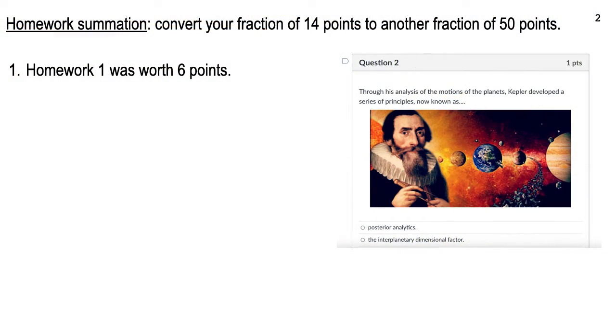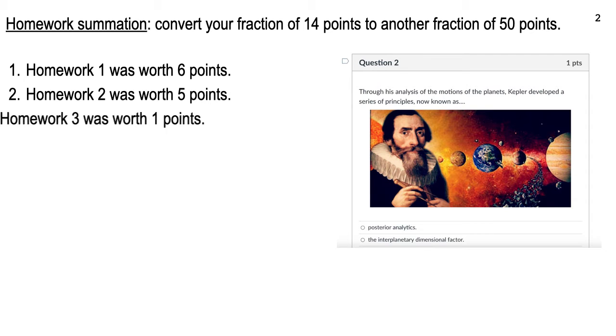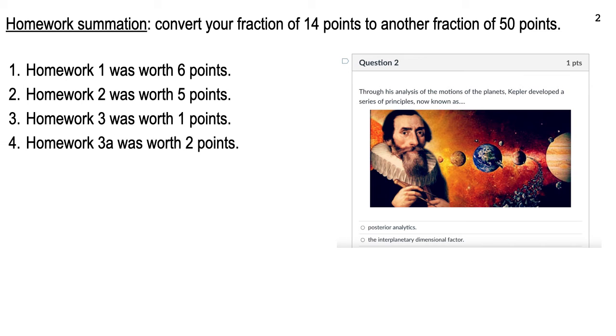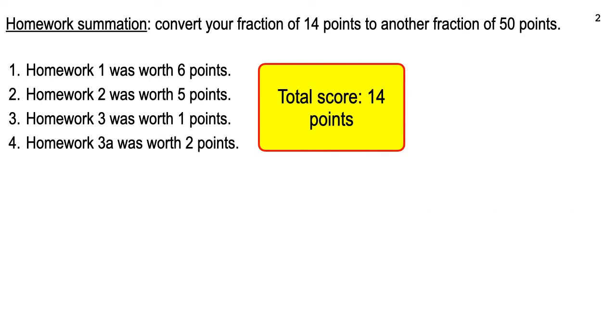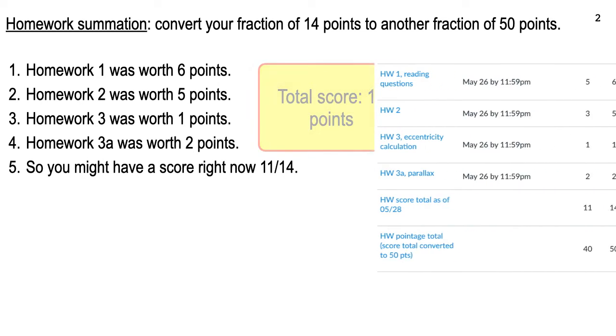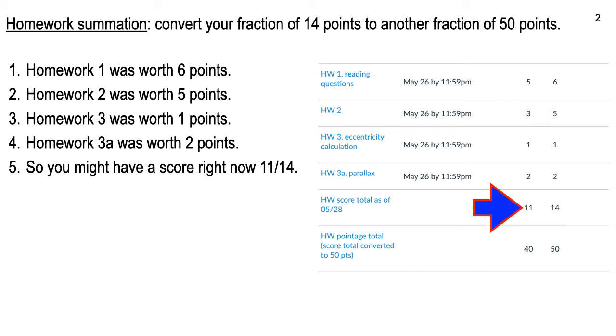So we have homework, and we've had four homework assignments. The first one was worth 6, the second was worth 5 points, number 3 was 1 point, and 3A was 2 points. So that's a total of 14 points possible on the homework itself. Now, we have to convert that to a fraction of 50 points.